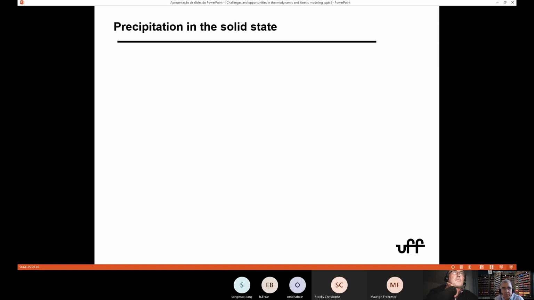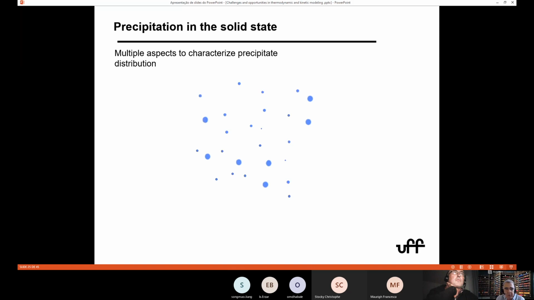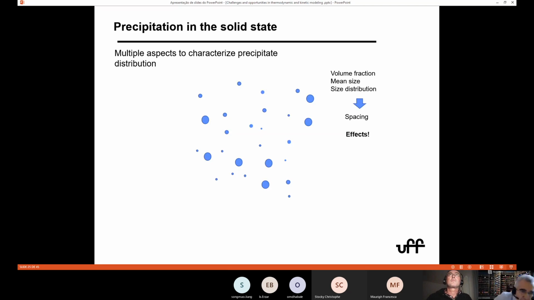Now, if you go into precipitate in the solid state, the problem is you could do it by Dictra, but then you're doing diffusion in one single particle. And of course, you're looking at the precipitate distribution. That's what's really important for us. So what happens is very different. I mean, you have multiple sizes growing, different locations. So you have to know the volume fraction, you have to know the mean size, the size distribution. Then you can know the spacing, and hopefully you'll be able to guess the effects. And it's not easy to guess the effects at all.